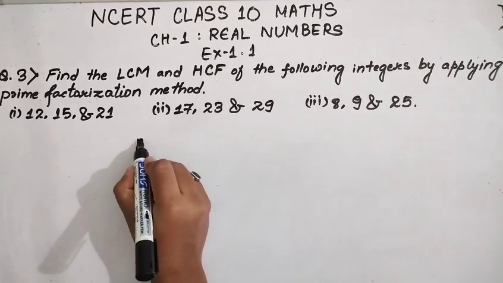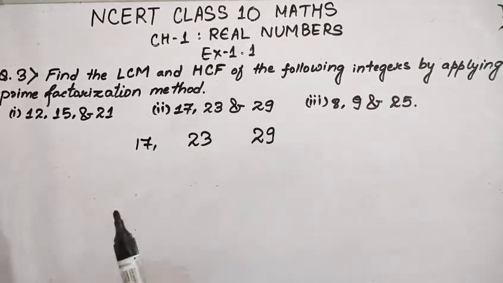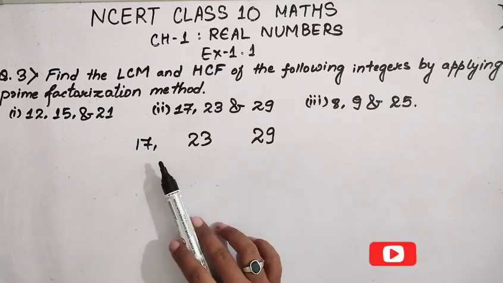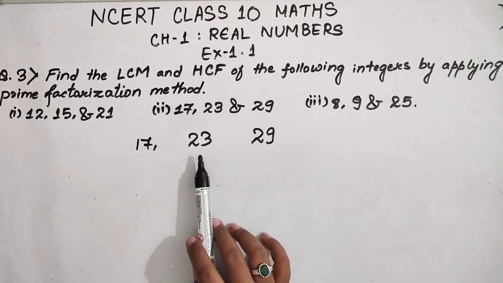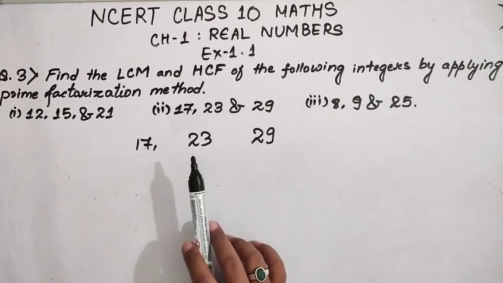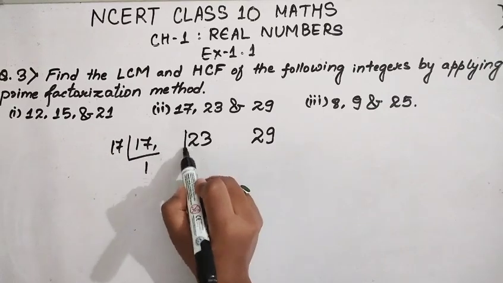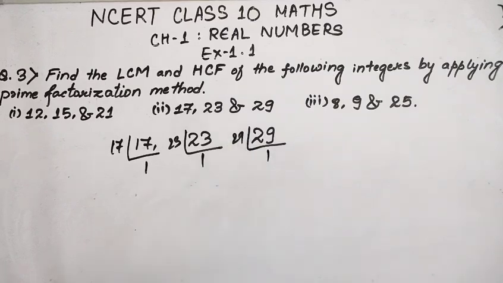Moving on to the next question. We have 17, 23 and 29. Over here, as we can see, 17, 23 and 29, all of them are prime numbers. So, if they are prime numbers, then they are not divisible by any other number but themselves. So, we will divide each by the same number.